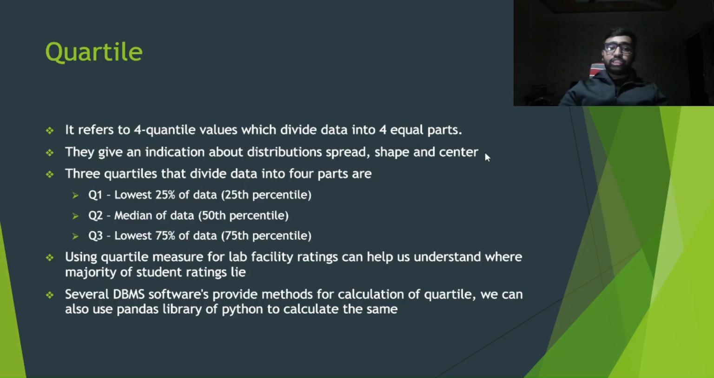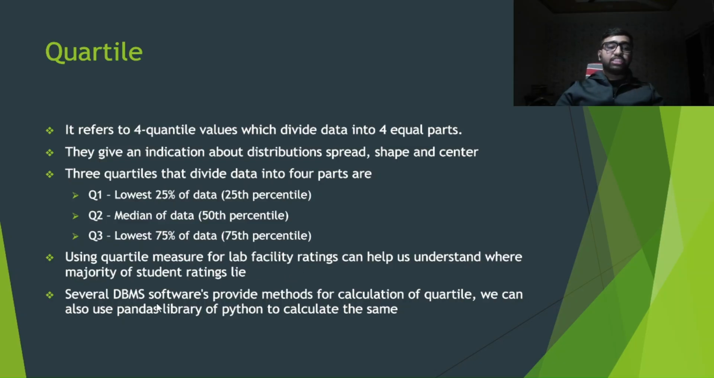Using quartile measures for lab facility ratings can help us understand where the majority of student ratings lie. So if the value of my Q3, which is my 75th percentile or the lowest 75% of data, is below average, then I would consider that 75% of students have rated the lab facility as poor or below average.